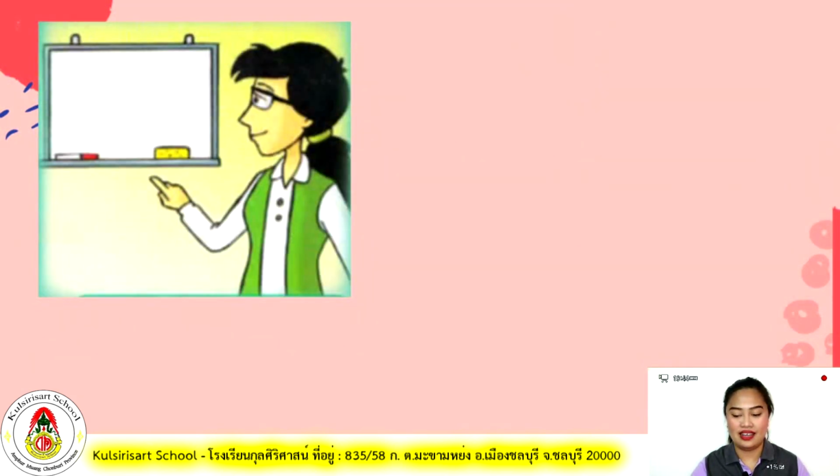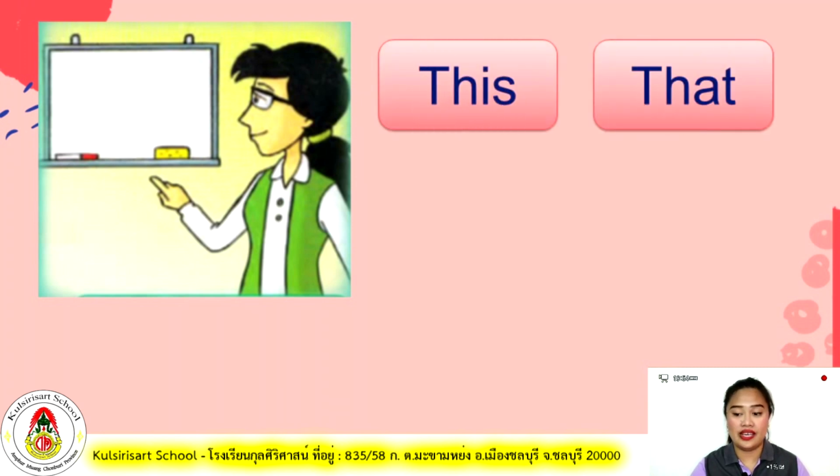Okay, next, another picture. Miss Jones is pointing at something. Okay, what pronouns to be used? Is it this or that? This or that? What's your answer? Okay, let's find out. The answer is that. Okay, remember using that when the object is far from you.